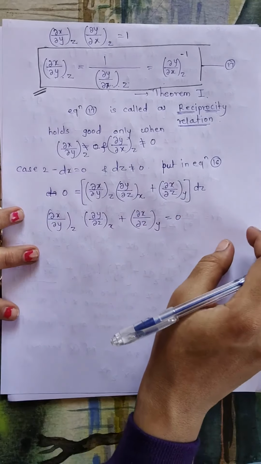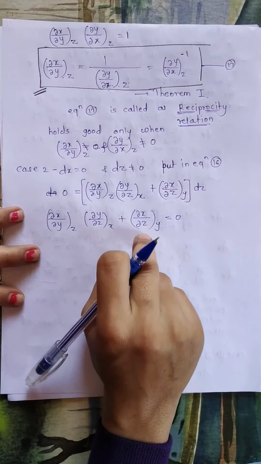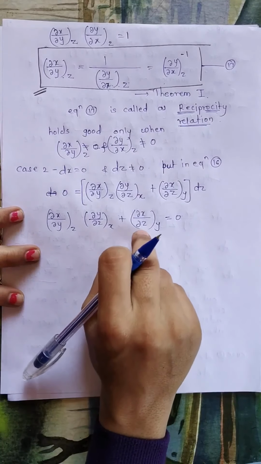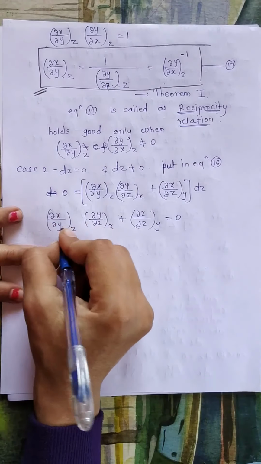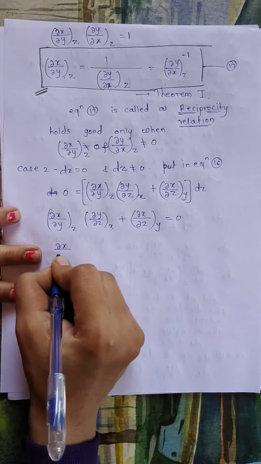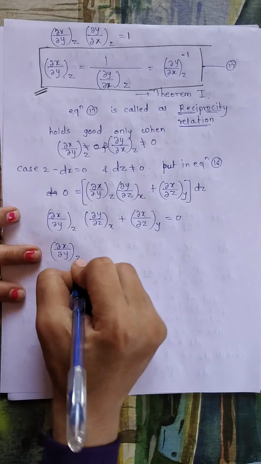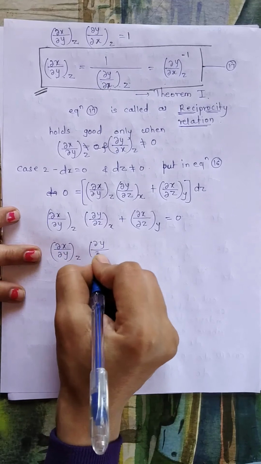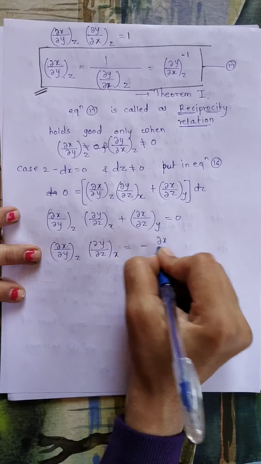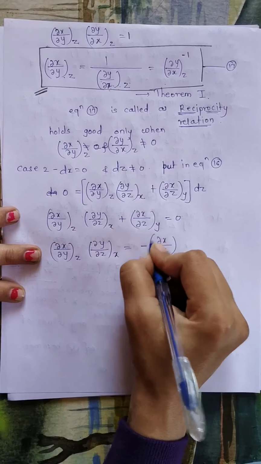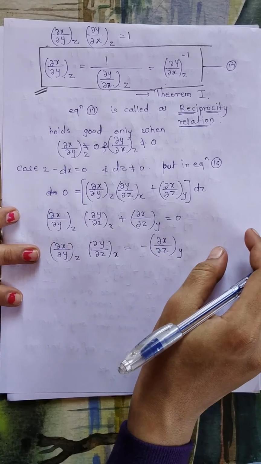Now if we take this term on the RHS, we will get dou x upon dou y at constant z into dou y upon dou z at constant x is equal to minus dou x upon dou z at constant y.